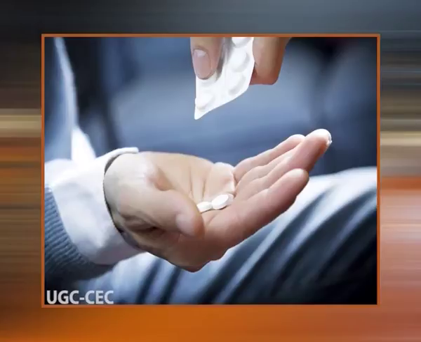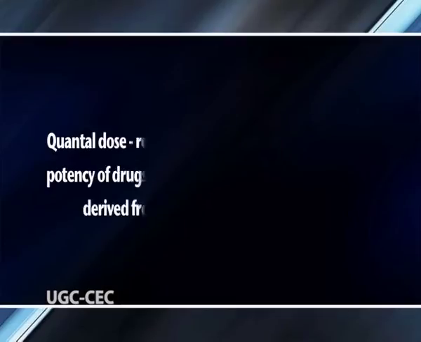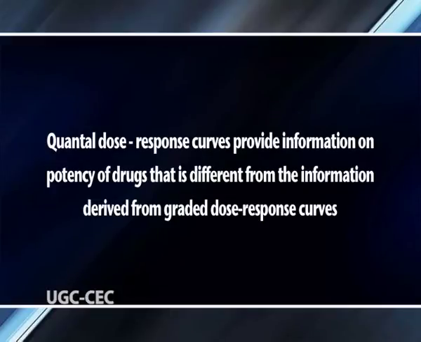Potency depends on both the affinity of a drug for its receptor and the efficiency with which drug-receptor interaction is coupled to response. The dose of drug required to produce an effect is inversely related to potency. In general, low potency is important only if it results in a need to administer the drug in large doses that are impractical. Quantal dose response curves provide information on the potency of drugs that is different from the information derived from graded dose response curves.